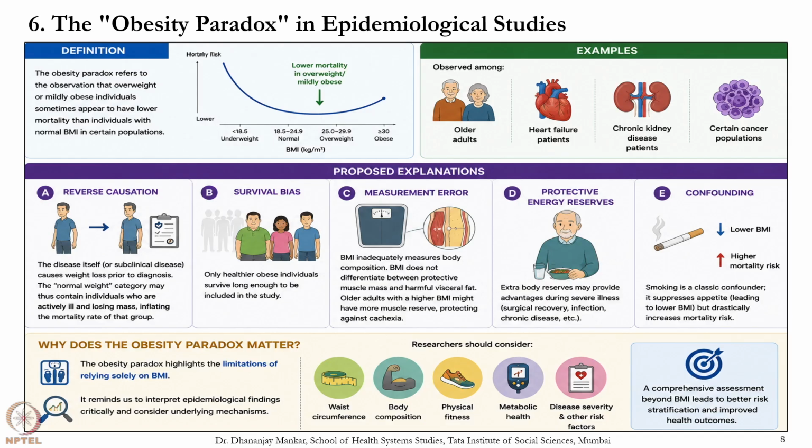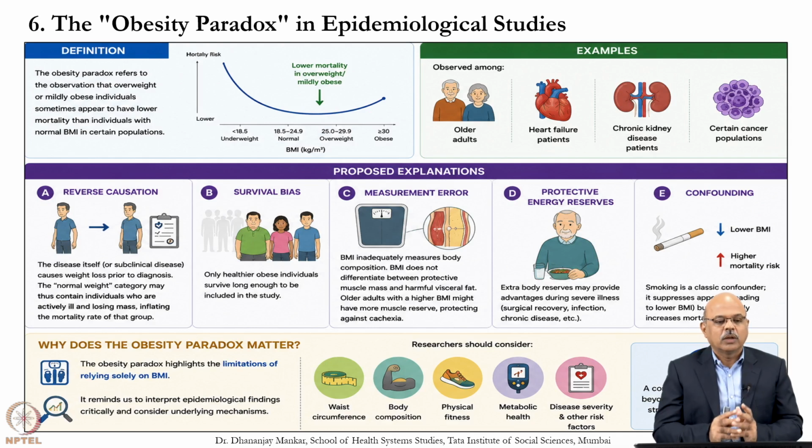So smoking is a classical confounder. It suppresses the appetite, leading to lower BMI, but drastically increases the mortality risk. So why does the obesity paradox matter? The obesity paradox highlights the limitation of relying solely on BMI. It reminds us to interpret epidemiological findings critically and consider the underlying mechanism.